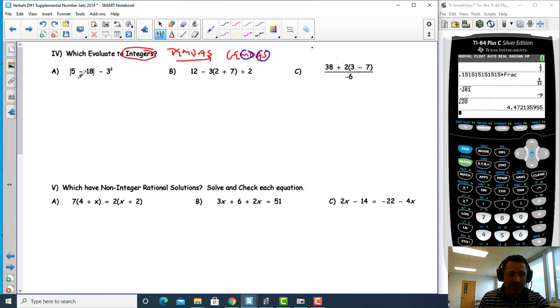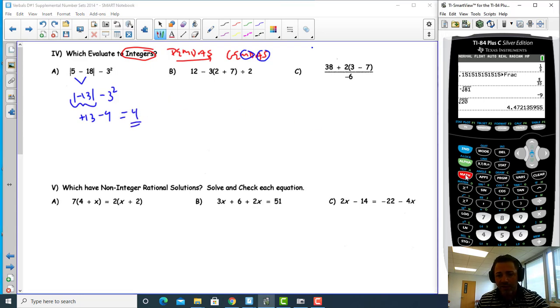So in the first expression, we should evaluate the absolute value of 5 less 18. Absolute value is always, always, always positive. 5 less 18 is -13. Simplify the expression, less 3 squared. Then actually take the absolute value of negative 13, which is positive 13, then subtract away 3 squared, which is 9, and the result should be 4, and that is in fact an integer.